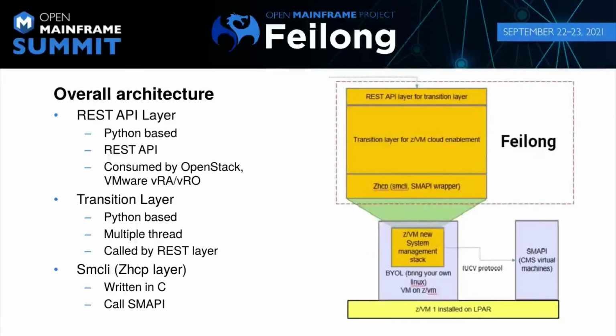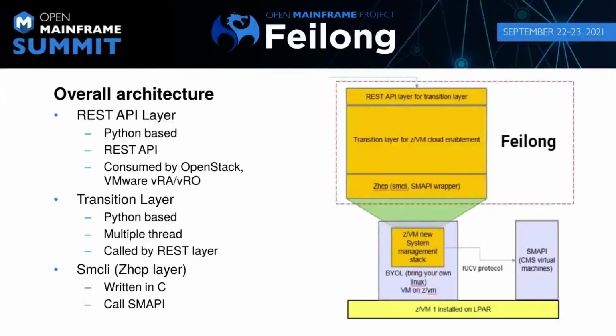Let's dive into the overall architecture of Feilong on this slide, and then over the next several slides, focus on each of the components that make up Feilong. The overall architecture can be summed up in three key areas. First of all, a REST API layer that is Python-based. It follows the standards for REST API, and that API then can be consumed by other technologies like OpenStack or VMware.